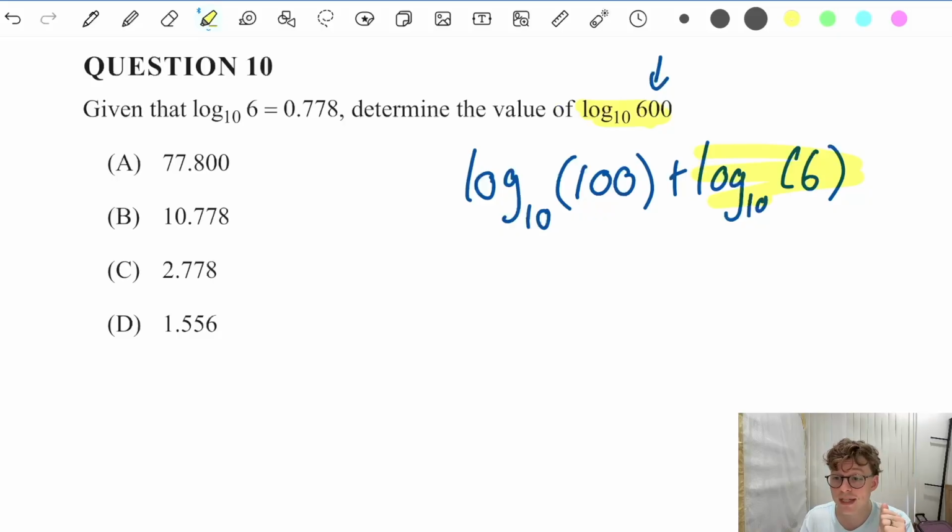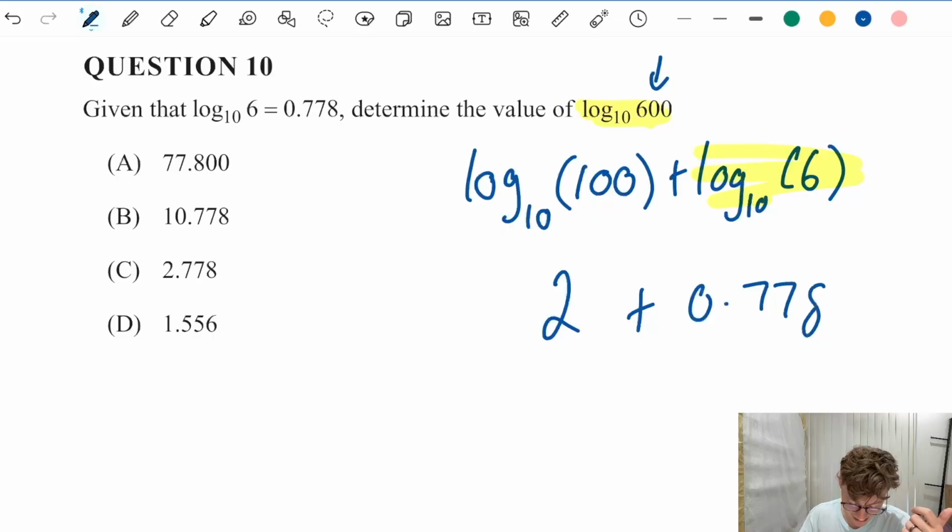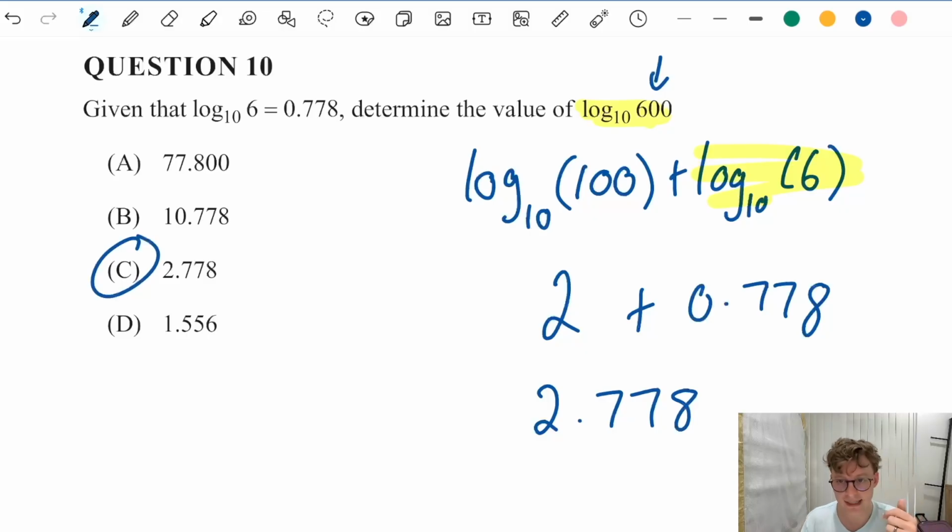Depending on how you solve this, your teachers could show you different ways. Just to make it really clear, I could just think, 10 to the power of what gives an answer of 100? Well, 10 squared gives an answer of 100. So I'm going to write my answer as 2, plus I know log to the base 10 of 6 equals 0.778, and I'm going to get an answer of 2.778, which gives me an answer of C for question 10.